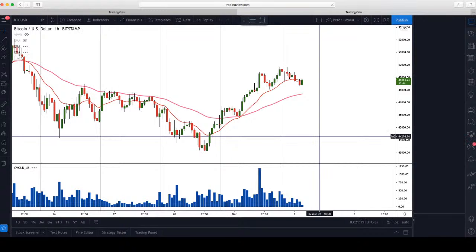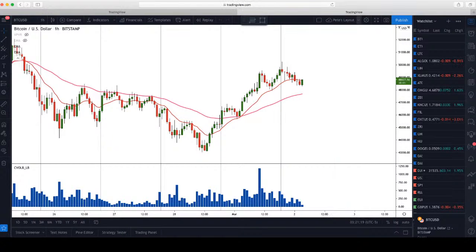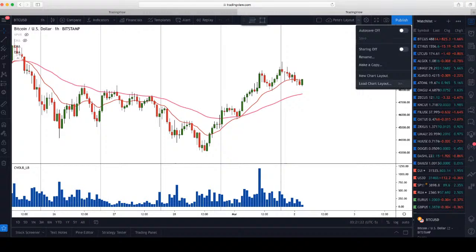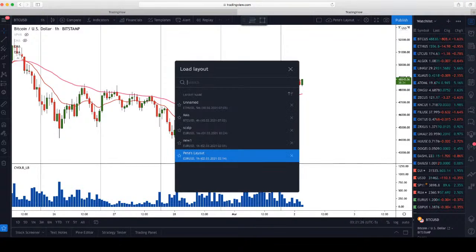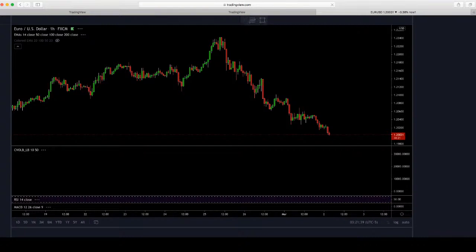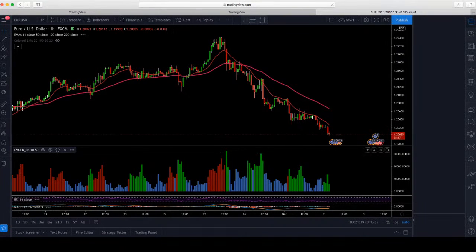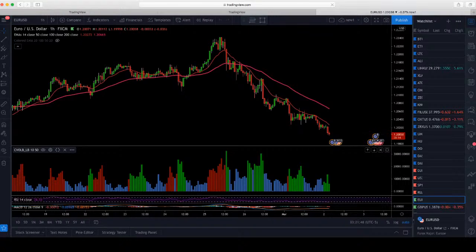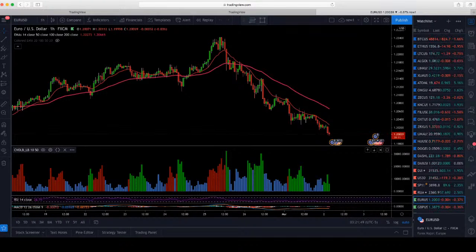So if I open another, I should be able to see this, right? Let me see. And then here I go to, don't hit the wrong thing. Load chart layout. What do I want? Pizza layout? No. New one? No. Yeah, I think that has it. There it is. Okay. So this is what it's called. This volume indicator, C-Vol-B, LB. If you search that indicator name, you'll find that. And then the other thing is the settings.